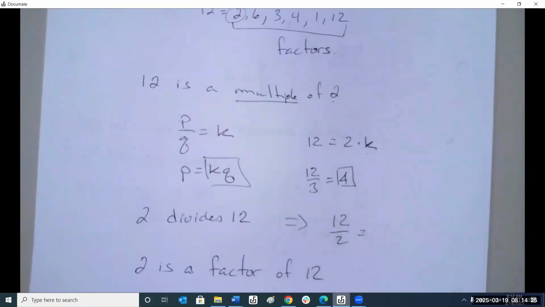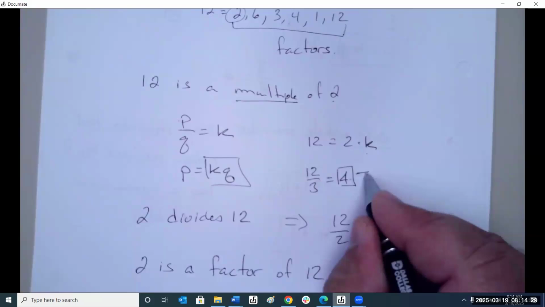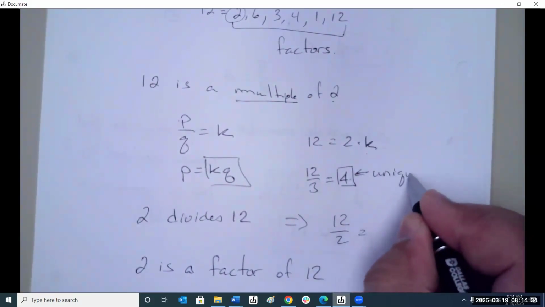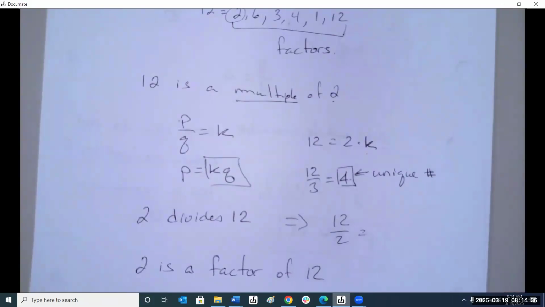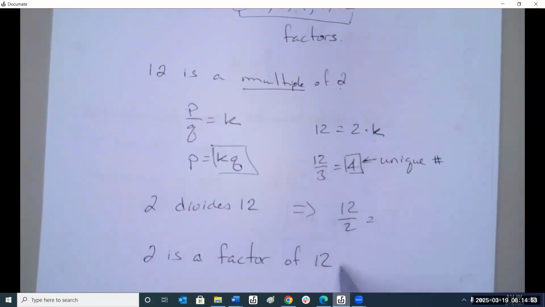If 3 is a divisor of 12, that means it has to equal some unique number. So whenever we talk about divisibility or dividing, the answer has to be unique. In other words, can you have two answers for the same division problem? No.